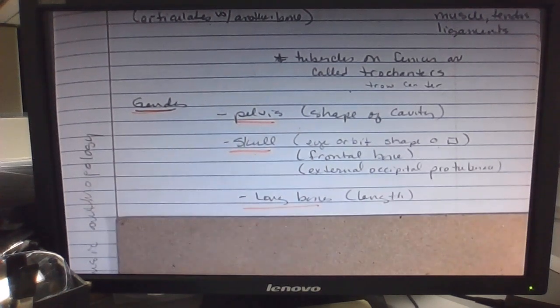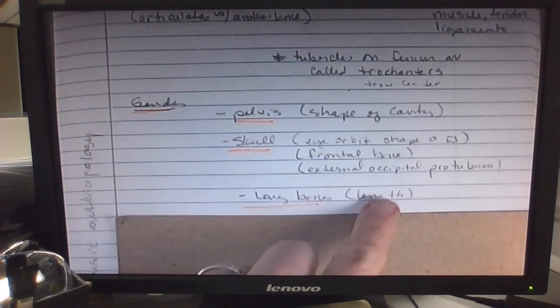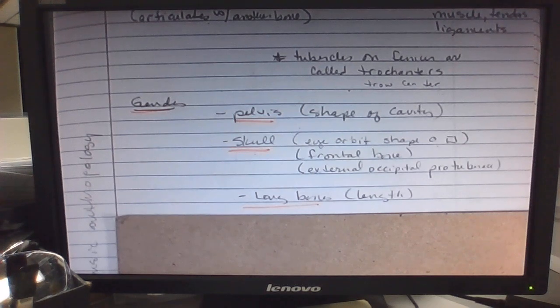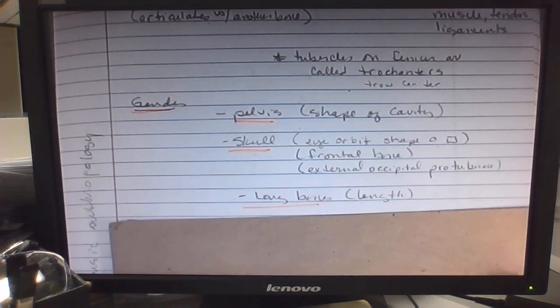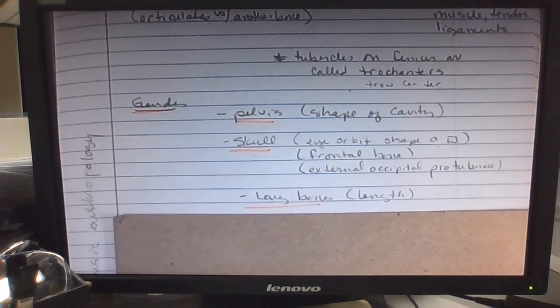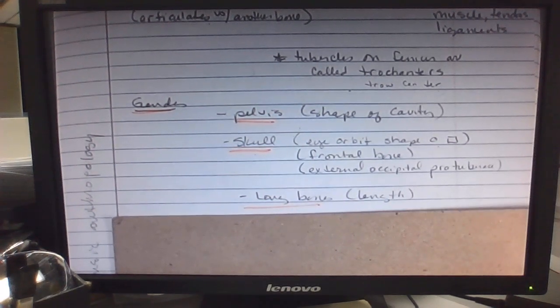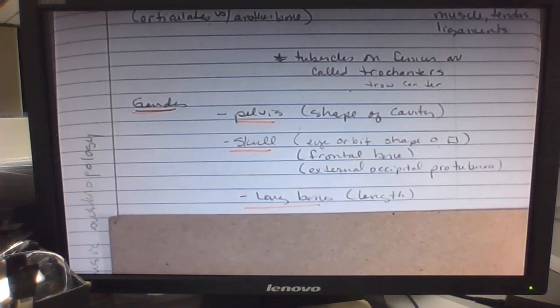And then finally, the long bones. So femur, tibia, fibula, humerus, the length of those long bones will give you an idea of gender. Generally speaking, the longer long bones are males, shorter long bones are female, but we do have tall women and short men, so it's not a hard and fast rule, it's just a generality.